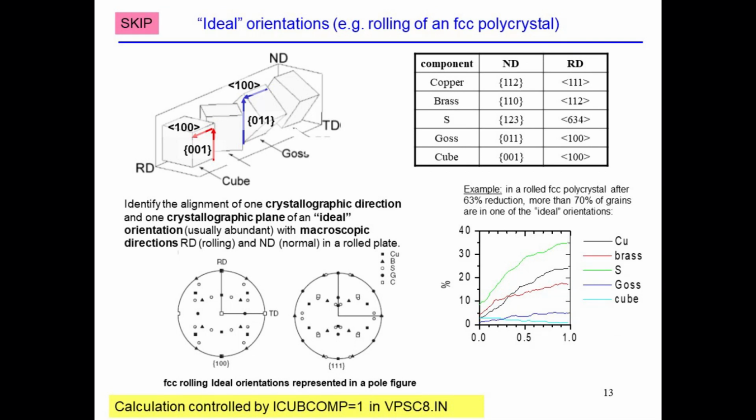And so you can see that the tendency is for many of them to increase as you increase rolling, and as you end up with the texture that I showed you before. So this is also something that you are going to be doing maybe tomorrow when we go through the examples: calculate the evolution of these components as part of a rolling simulation.